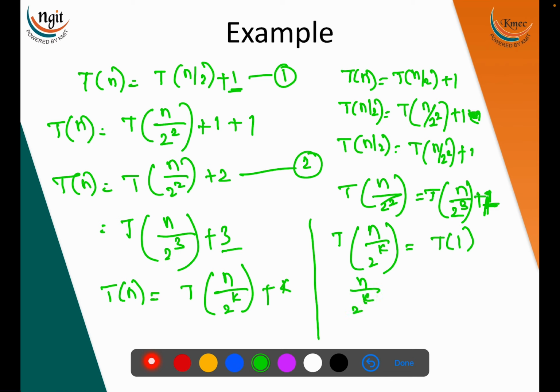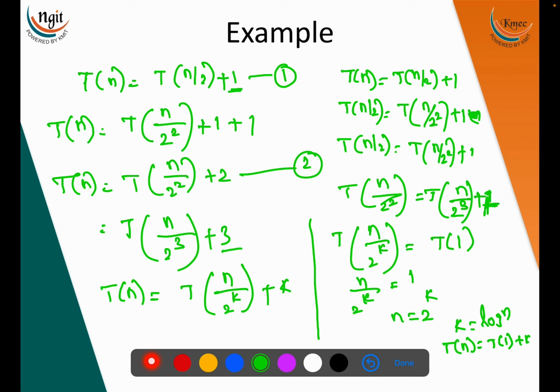n by 2 power k is equal to 1, so n is equal to 2 power k. If you apply logarithm on both sides, k is equal to log n. And T of n is equal to, what is the formula? We got this formula, right? The formula is T of n is equal to T of 1 plus k.